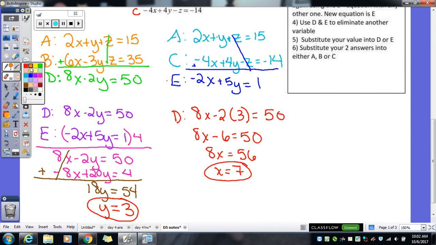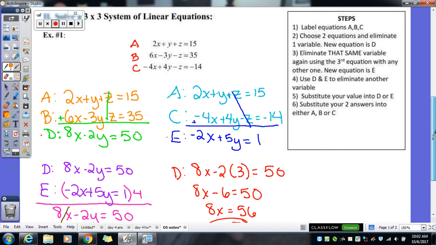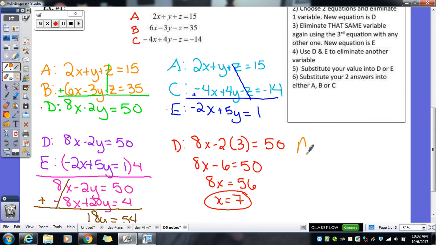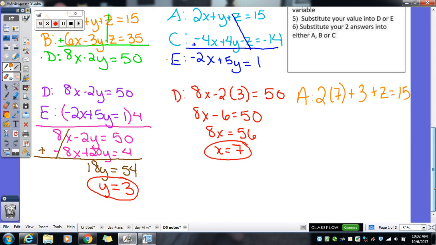So now we're going to pick one of the original 3, either our a, b, or c, and we're going to plug in our x and our y value to get our z value. You want to use a? All right, we'll use a. So I'm going to have 2 times 7 plus 3 plus z equals 15. I plugged my x and my y into my a equation to get my z value.